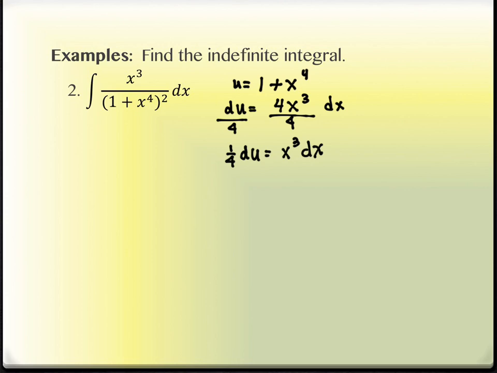So over here in the original problem, this piece is what I identified as u. And this piece right here is 1/4 du. Is that okay? Everybody see the pieces that I changed around and where they came from?